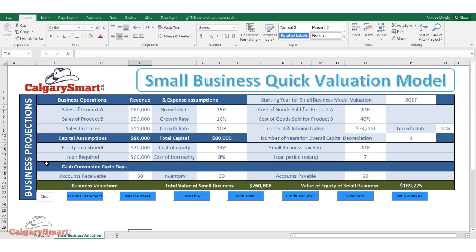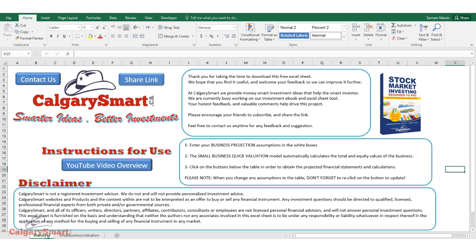So this has been the Small Business Quick Valuation Model overview. And on the first sheet, we have the welcome page where we just give you brief instructions as well as the link to this video.